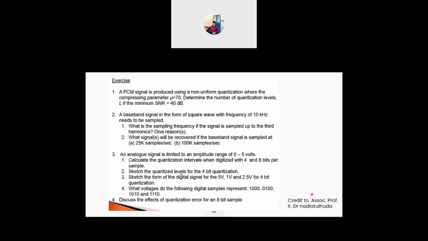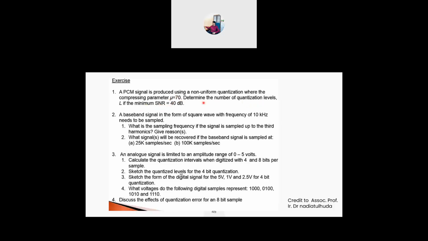Okay, Dr. Nadia Huda. So if a PCM signal is produced using a non-uniform quantization where the compressing parameter mu law, so it means we are using mu law. The common mu law, if I'm not mistaken, is 255. Okay, so now it's 70. So determine the number of quantization levels, it means how many L, if the minimum SNR is equal to 40 dB.